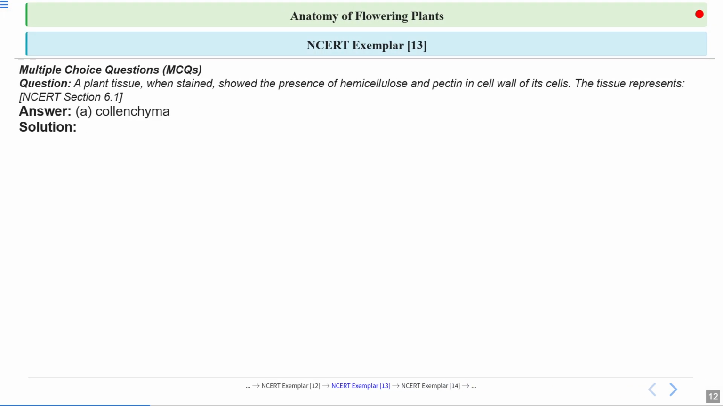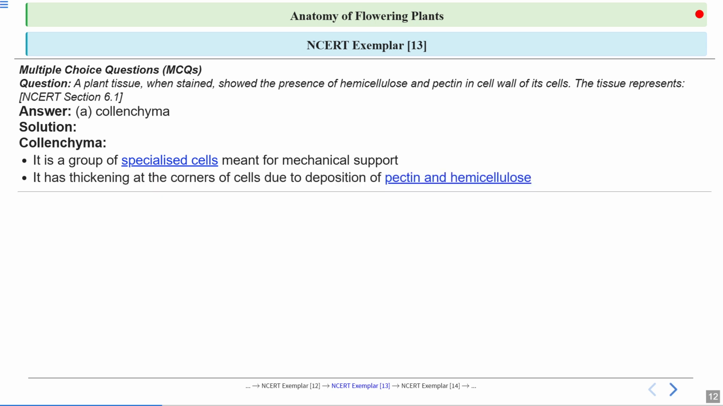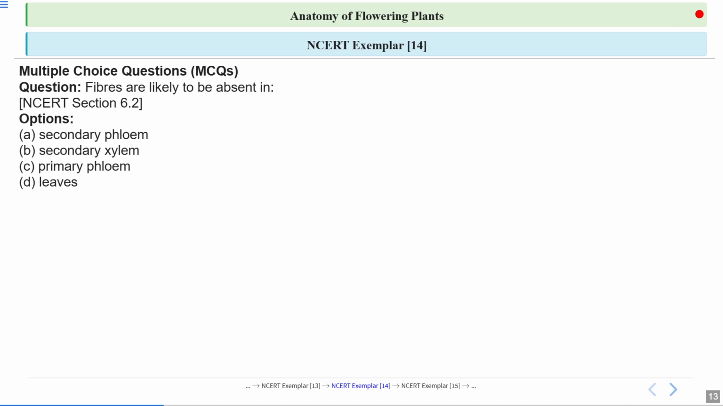The correct answer is collenchyma. Explanation part. Collenchyma is a group of specialized cells meant for mechanical support. They provide mechanical support to the plant, and these are very special cells. There is thickening at the corners of the cells due to the deposition of pectin and hemicellulose. They have the deposition of pectin as well as hemicellulose at their corners, right?